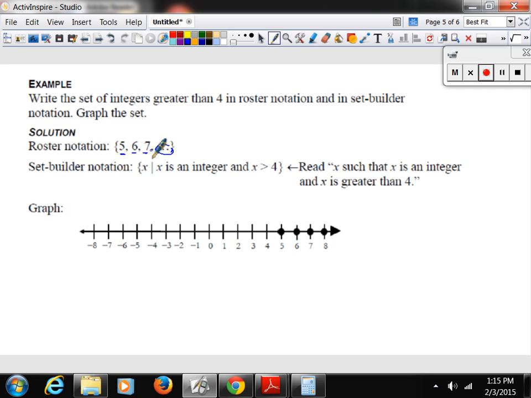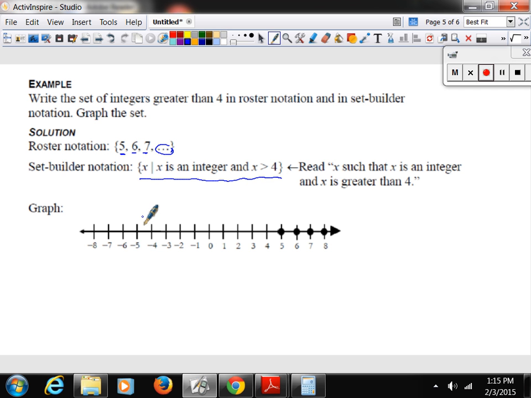What do the 3 dots mean? What would these 3 dots tell me? It goes on forever, right? It's like shading in your arrow. You put those 3 dots, it's going on forever. So that's called roster notation. This one right here, set builder notation. That one's a little more difficult to understand.